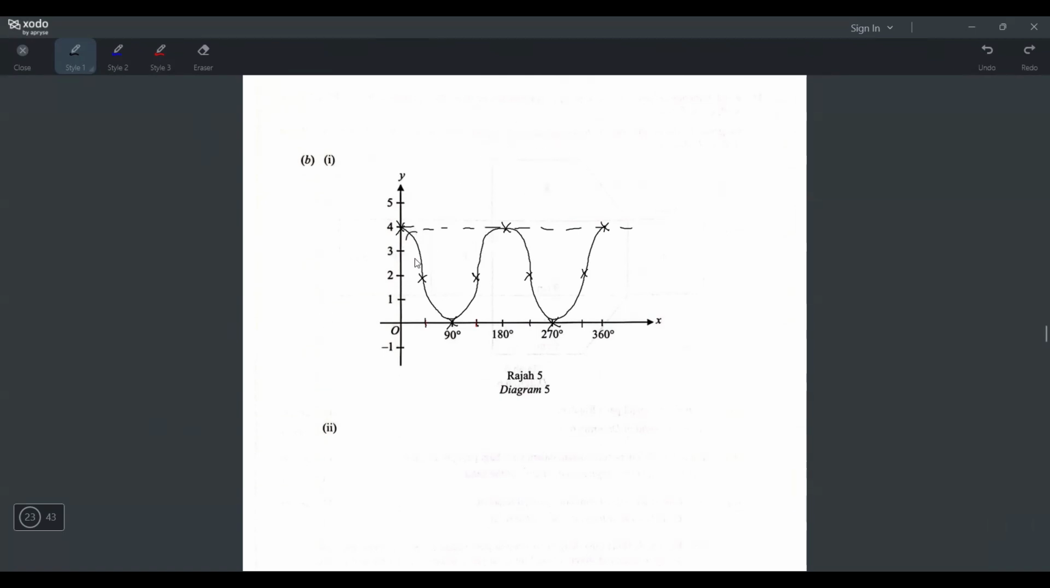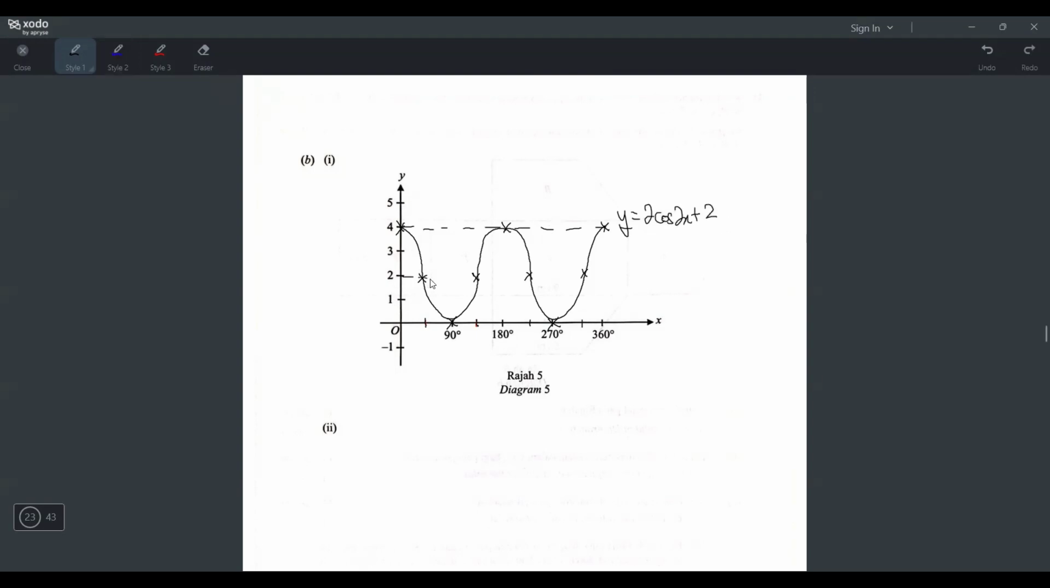The cos graph needs to have a curve here, and the curve has to be like this, not from the outside, from the inside. Okay, so that's it. Now write the equation: y equals 2 cos 2x plus 2, right? So this is the answer.